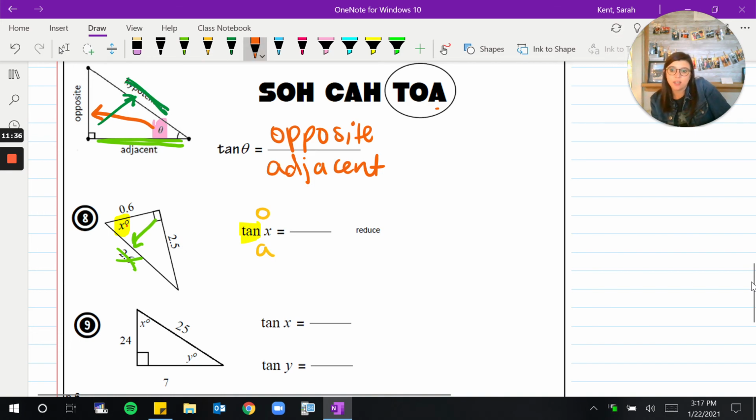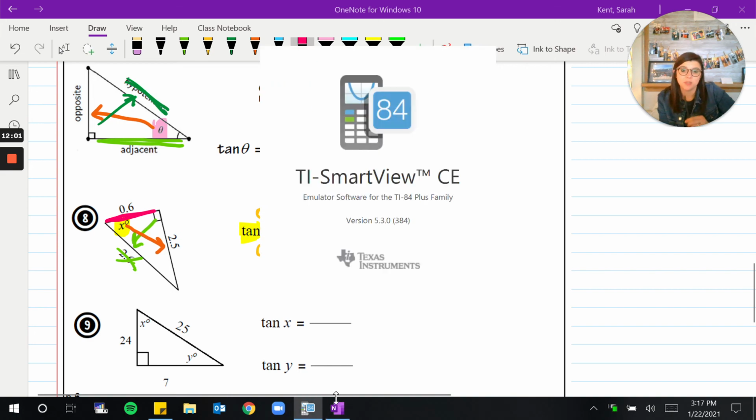So now I can look across from x and I see 2.5. And then I can look adjacent to x and I see 0.6. And then it asks us to reduce. So if we look at our calculator, which I did not have open, so it'll be a second.